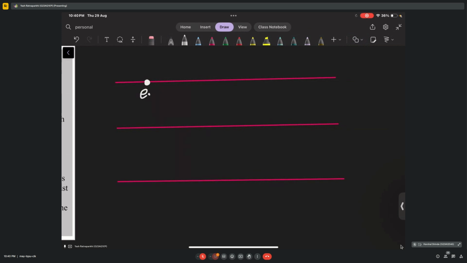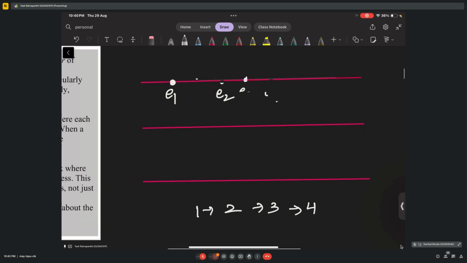I'm just taking a random example to make you understand logical time. When this event has happened, my time goes from 1 to 2. When E2 happened, it moved from 2 to 3. When E3 happened, it moved from 3 to 4. So logical time does not deal with actual time. It deals with what events have occurred and increments the timing according to the events that happened. In this case, the events can be tracked. We will see how it is tracked.